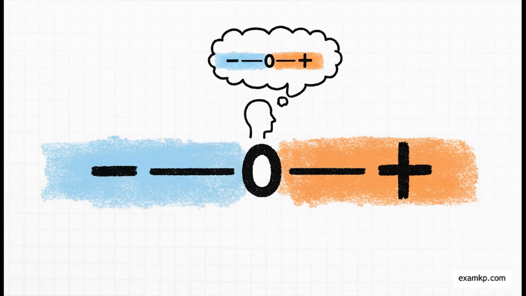Just remember this. To the left of 0, it's all negative. To the right of 0 is all positive. This is your mental map for integers.